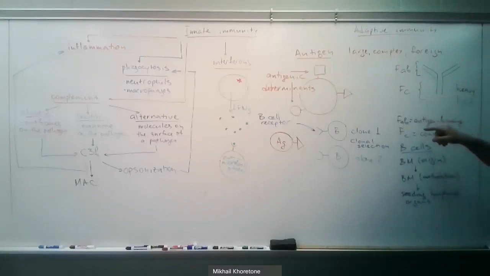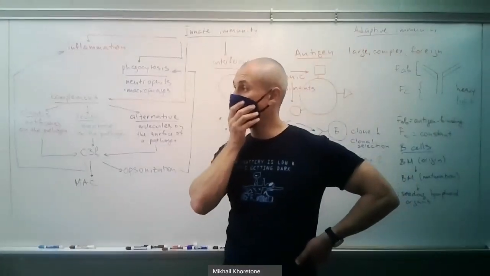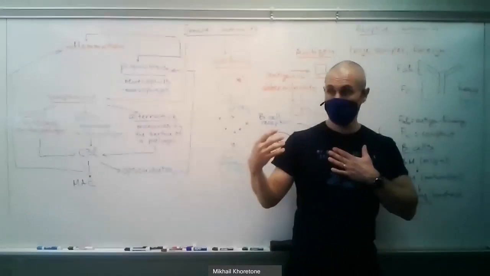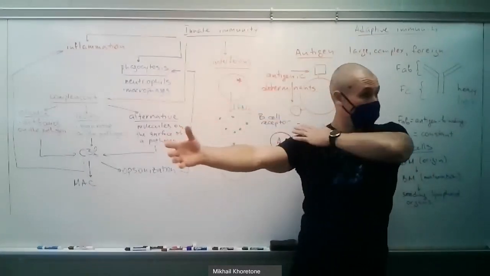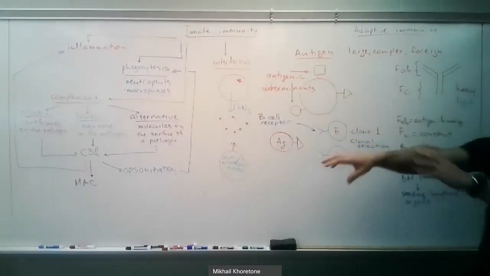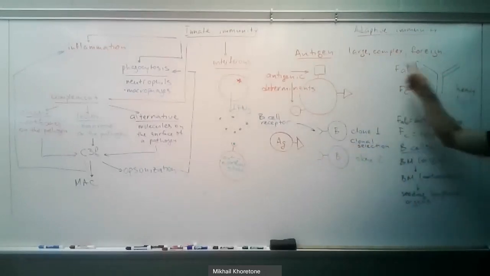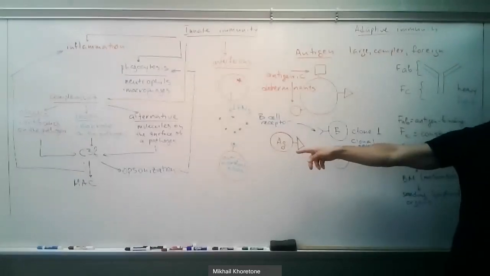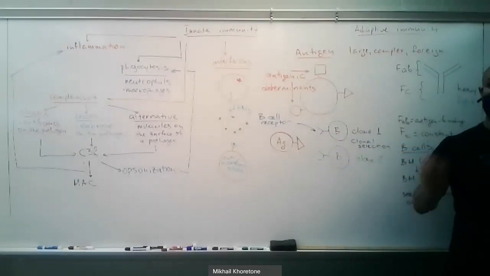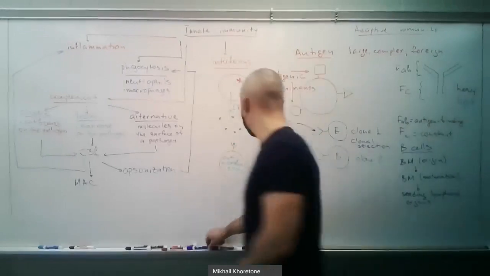Fc. I'm trying to think. Okay. No, imagine that I am a B cell and my arm is the B cell receptor. So this will be the Fc fragment, and this will be the prongs that I'm binding with. Better? Okay, awesome.